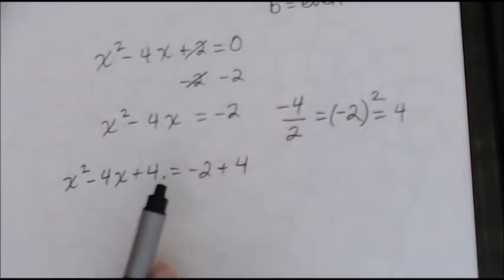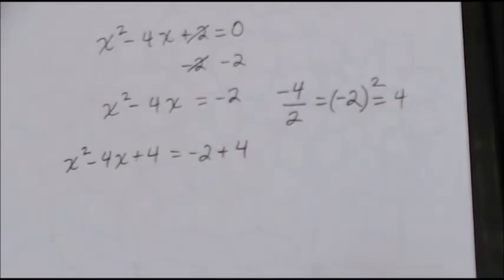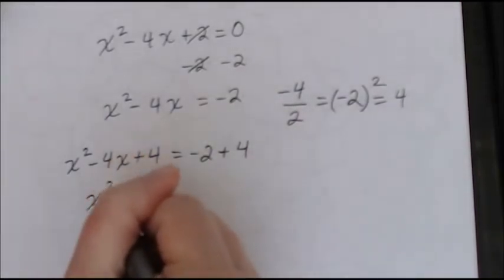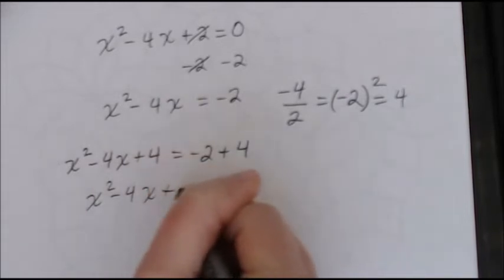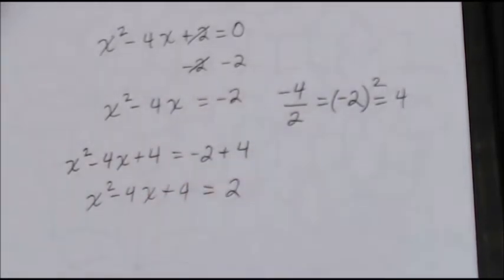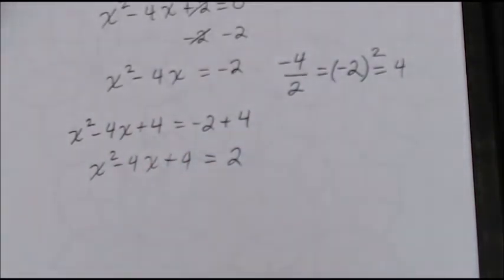So notice I added 4 on the left side, I added 4 on the right side. Remember, we can do anything we want to an equation as long as we do it to both sides. And so let me simplify that right side. So we have x squared minus 4x plus 4 equals positive 2. And then that left side, if you'll notice, is now going to factor.